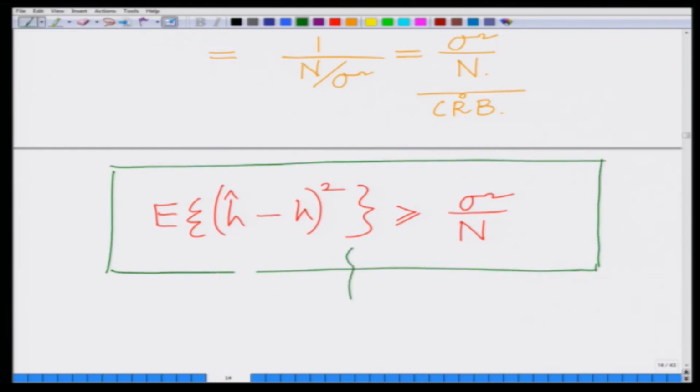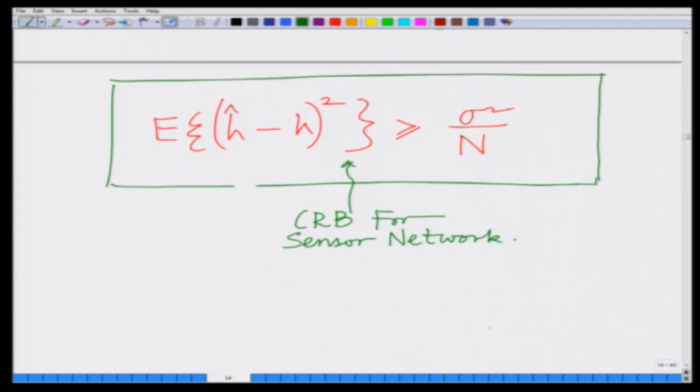This is your CRB. This is the Cramer-Rao bound for the wireless sensor network.